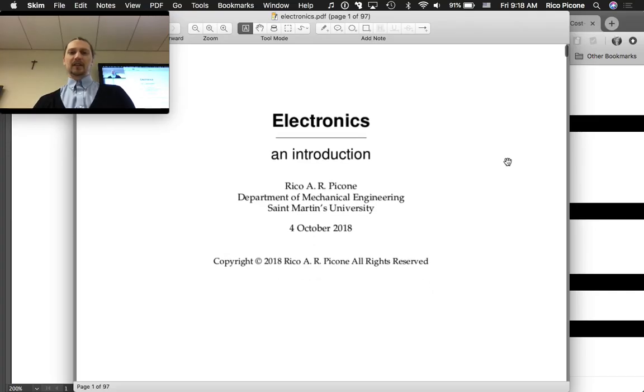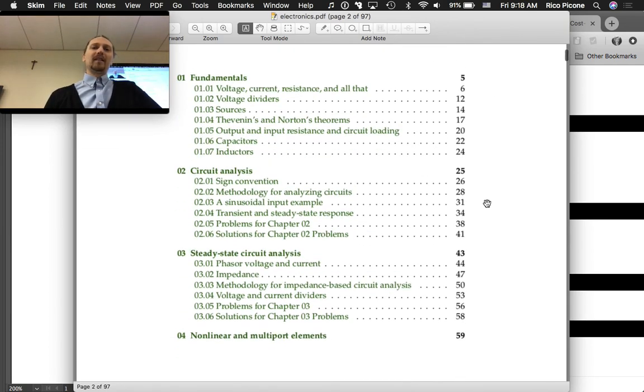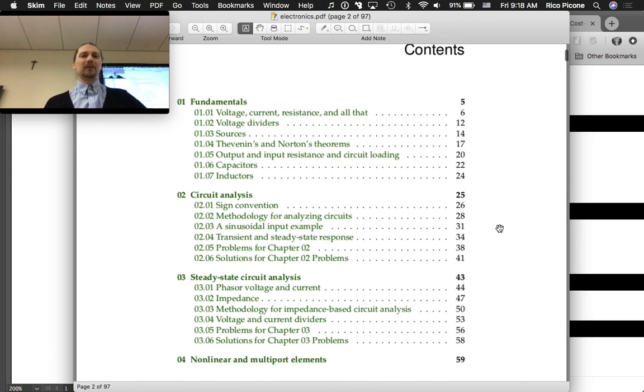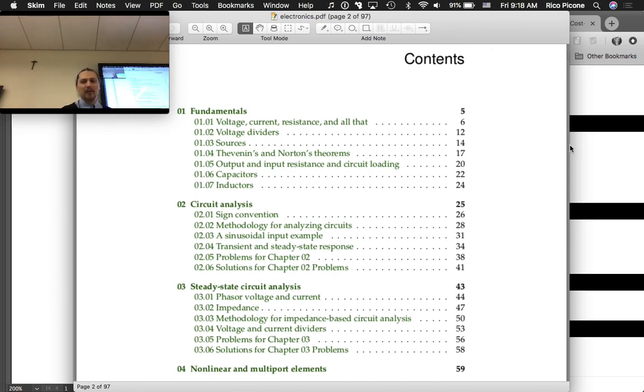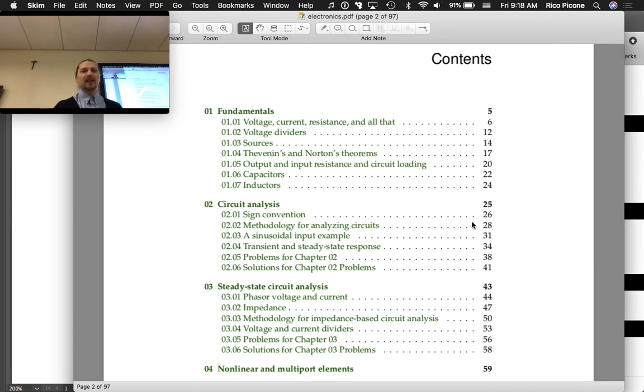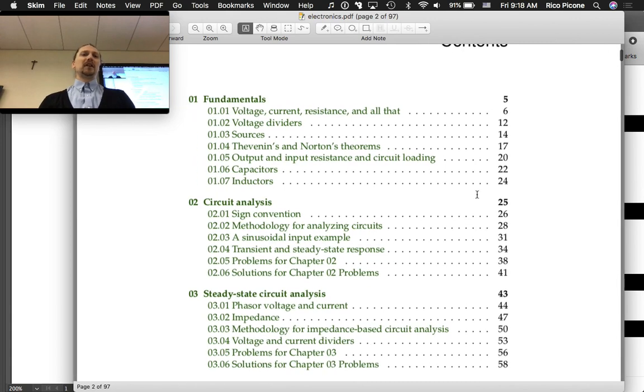So let's just start at the beginning of the text and walk through it, because that's what we've been doing in the class anyway. Broadly speaking, we started out with some fundamentals, talking about voltage and current and resistance and what kind of circuit elements there are, the basic ones, capacitors, inductors. We talked about loading the circuit, voltage sources, the ones that are ideal, and ones that are more realistic, better at modeling real sources.